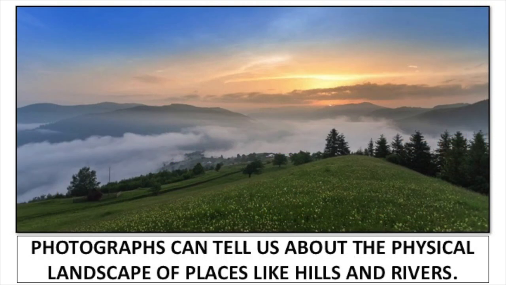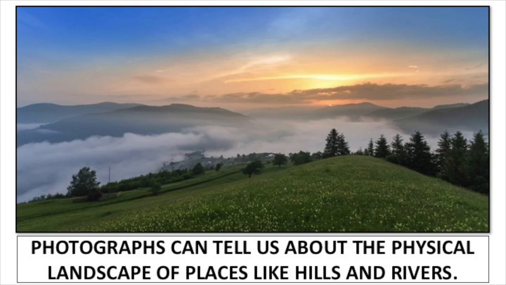Photographs can tell us about the physical landscape of places like hills and rivers. So what can we see in this picture, guys? Can we see any trees? Yes. Flowers? Grass? Can we see hills? Yes, you can see in the background there, we can see some hills too. So it tells us what the place is like.